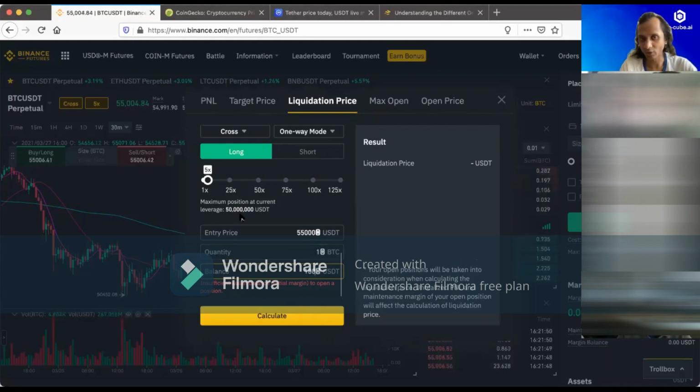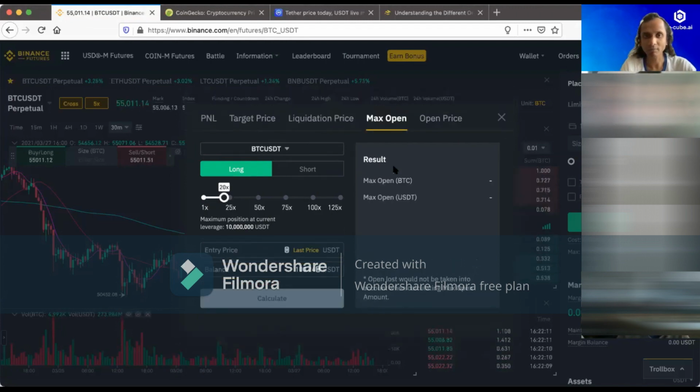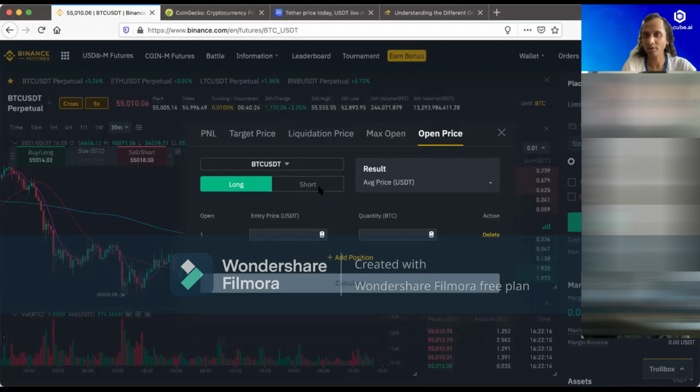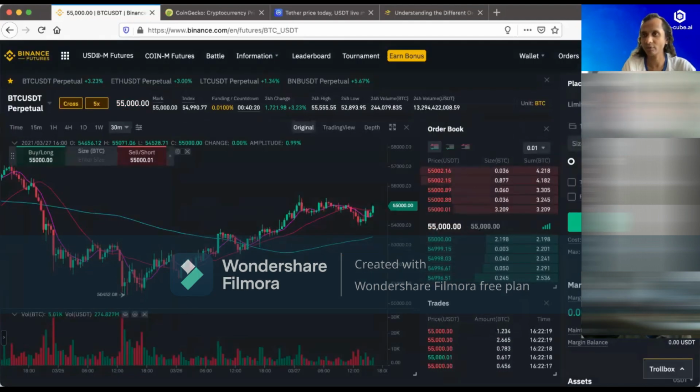Anyway, you can simulate it here with your margin, how much you have in your account, what quantity you would like to trade in terms of Bitcoin, and the entry price here. And you will be able to see your liquidation price. But once you get into a position, it will be shown here to you, so you will be clear about it. Max price and open price, everything you can see on the calculator. And the calculator is just found here.